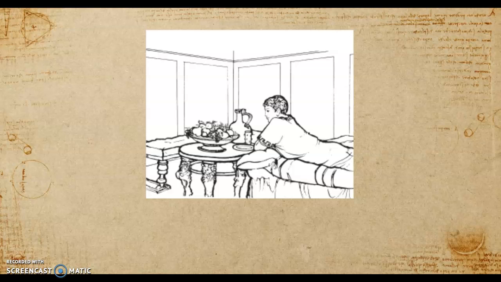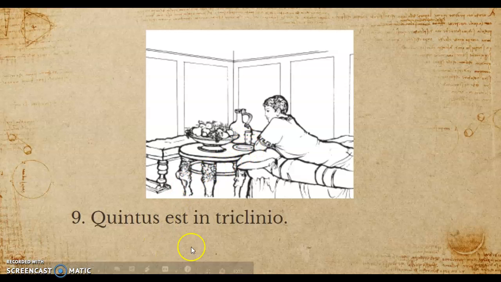Quintus est in triclinio. Here's the Latin. Quintus est in triclinio. So you look here, you see some food in front of him. He has a cup in his hand. Quintus is in the triclinio, the dining room. And notice that they lay down to eat because this is a wealthy Roman family. So that wraps up the dictatio.